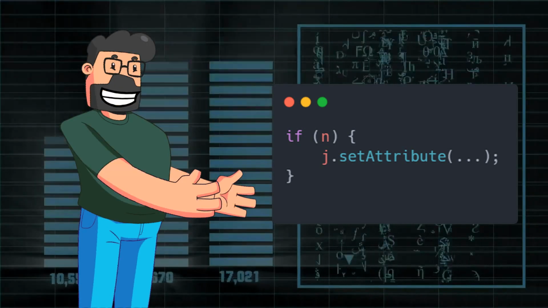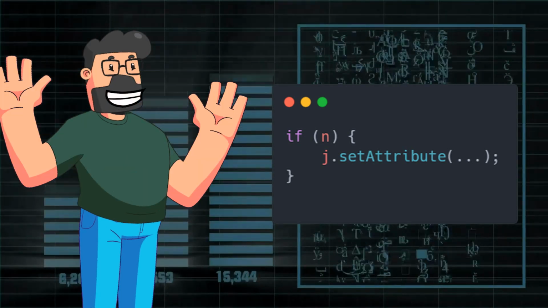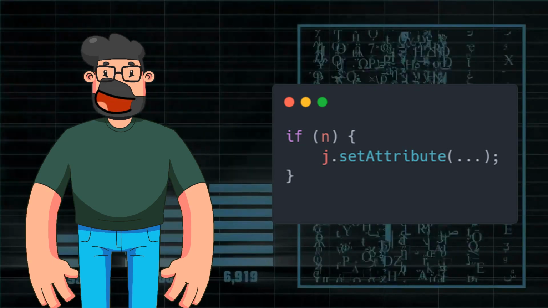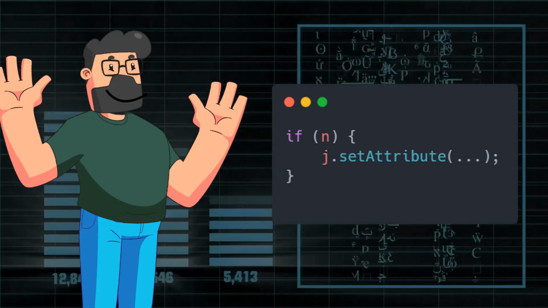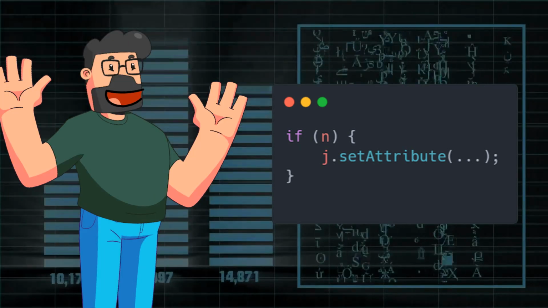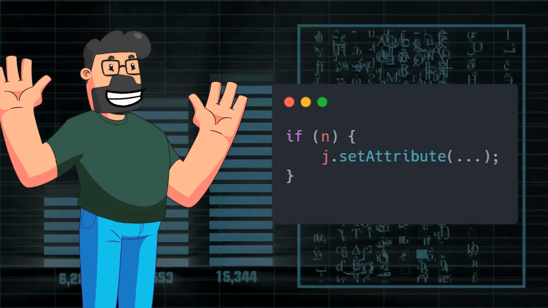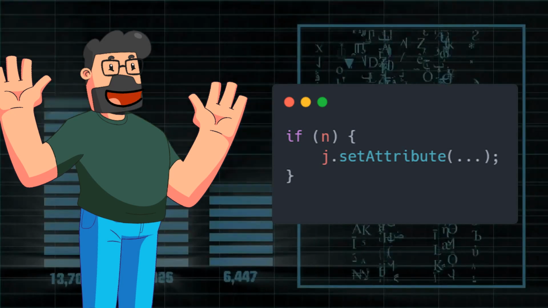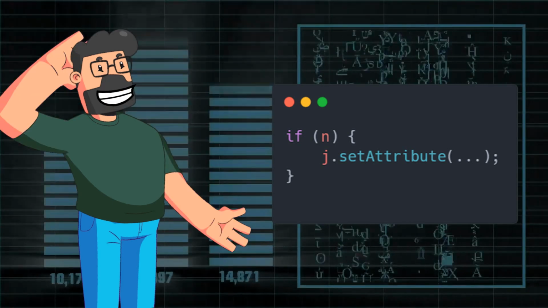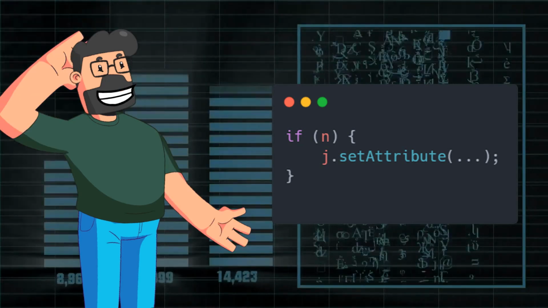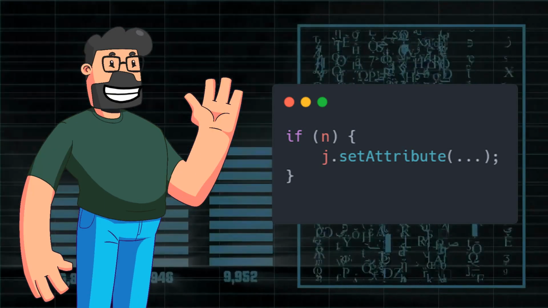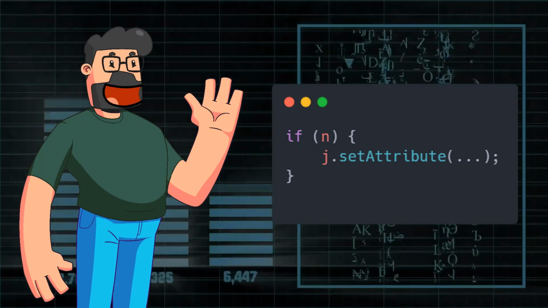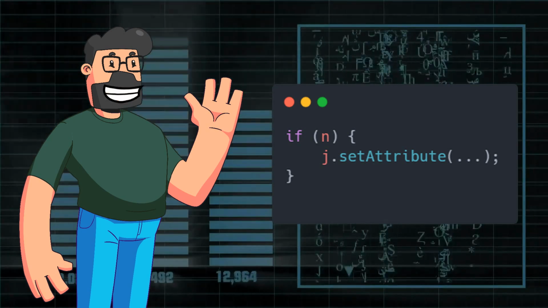The line "if n, j.setAttribute" is the key to understanding the mystery behind the seemingly cryptic code. This snippet of code essentially checks if the variable n exists or has a truthy value before proceeding to set an attribute on the element j. It's a clever way to conditionally execute the attribute setting logic in a concise manner. The beauty of code optimization lies in such succinct yet powerful expressions.